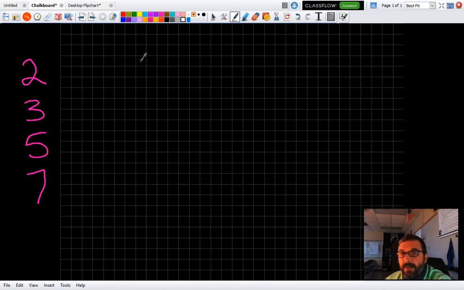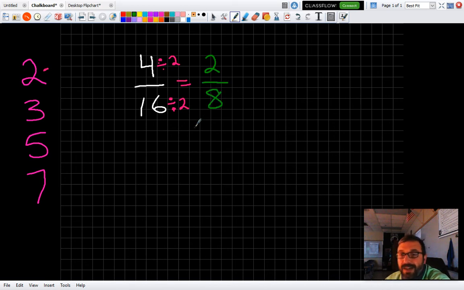Now let's take an example. Let's look at 4/16. Now, some of you may make a logical leap to this and divide by 4s. That's perfectly fine. There's nothing wrong with that. You can make that leap. But know that if we stick with our 2, because we have 2 even numbers, I can divide the top by 2, I can divide the bottom by 2. 4 divided by 2 is 2, 16 divided by 2 is 8. Now, do I have more factors I can pull out?